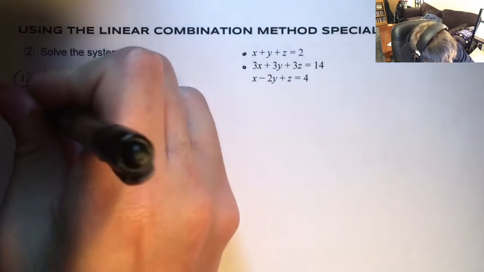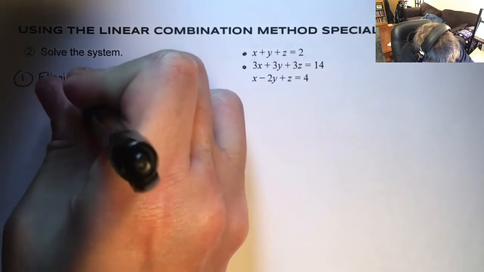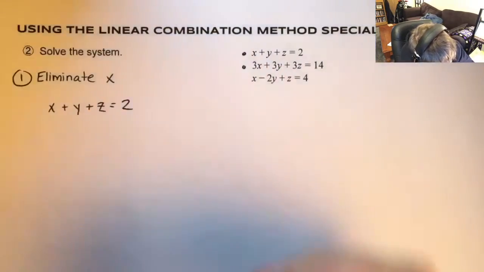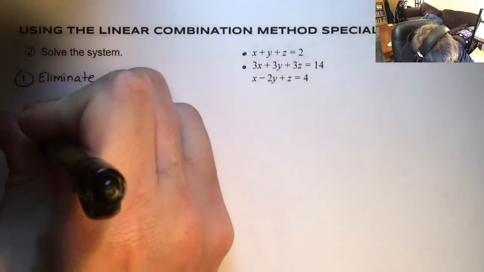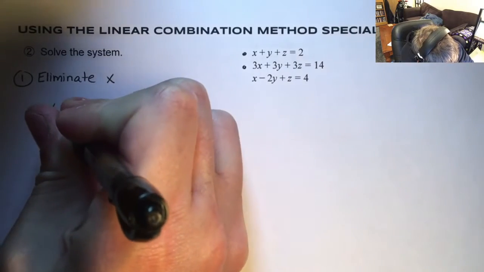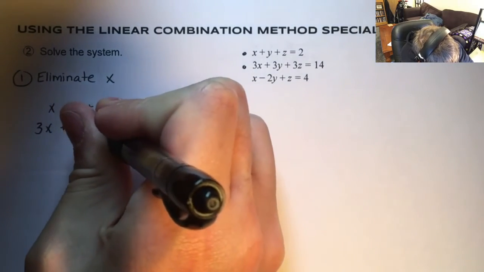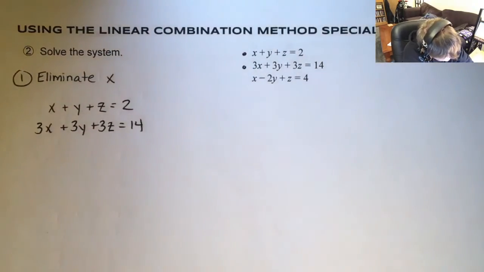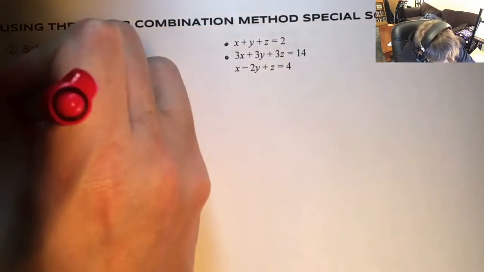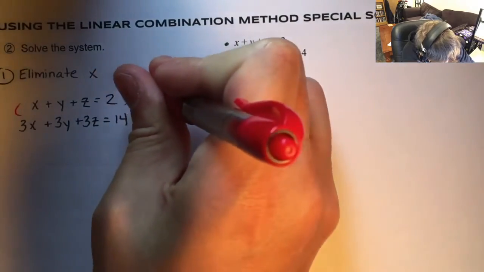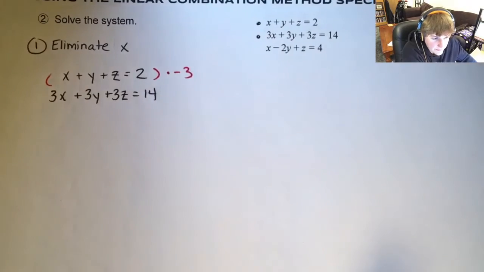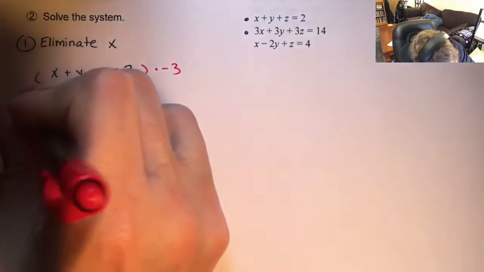Okay, and so I got x plus y plus z, that's going to be equal to 2. And then 3x plus 3y plus 3z is equal to 14. Okay, so to create opposites in my x's, I need to multiply everything by -3, because then I'll have -3x and +3x, and those will cancel out. So let's go ahead and do that.